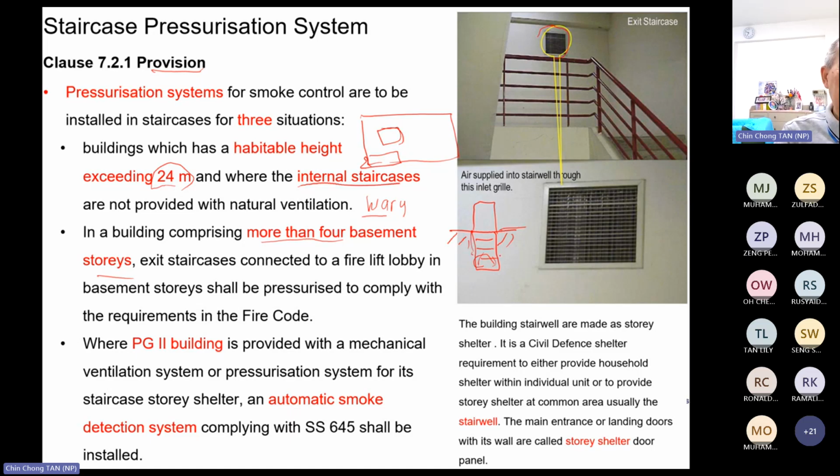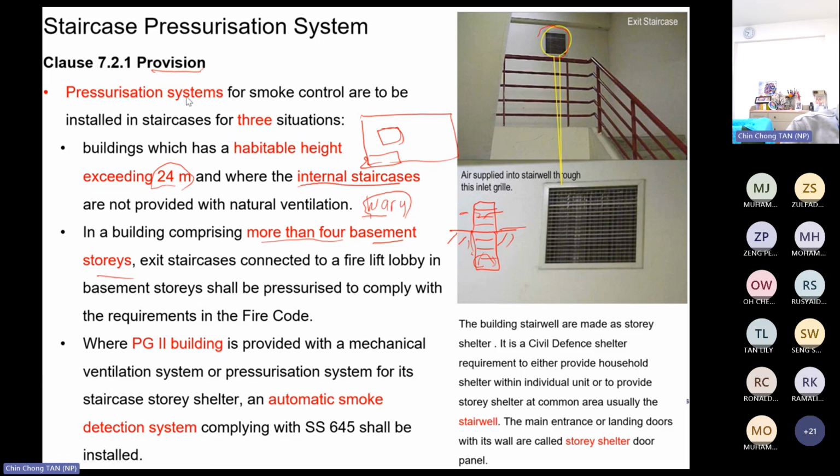So the basement is a place where it's very difficult to fight a fire. The heat from the basement, because there's no natural vent, not like up above the ground floor. See, the smoke can just go to the atmosphere. So the basement requires special focus. All right, so you need a pressurization system.